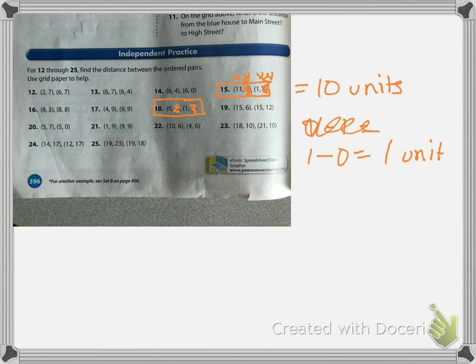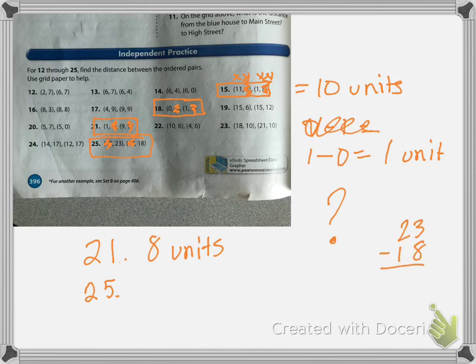What I would like you to try right now, please, is number 21. Tell me how many units away it is, and 25. At number 21, you should have crossed out the 9's that were in the y-axis spot because they are the same. And then 9 minus 1 should have given you 8 units. And for number 25, we have 19 in the x place, and we would do 23 minus 18, which would give us 5 units.